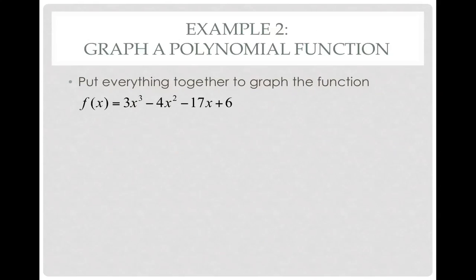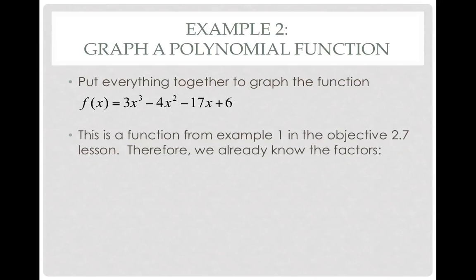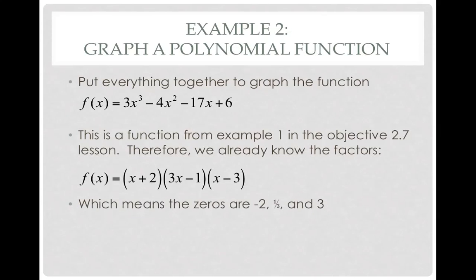All right, so let's put all of this together and see if we can graph this function. We're looking at f of x equals 3x cubed minus 4x squared minus 17x plus 6. Now this is a function from example 1 in the objective 2.7 lesson. So if you flip back to that, you'll see we already know what the factors of this polynomial are because we've already figured them out. And the factors ended up being x plus 2 times 3x minus 1 times x minus 3. Okay, so that means that the zeros of this polynomial are at negative 2, positive 1/3, and 3.